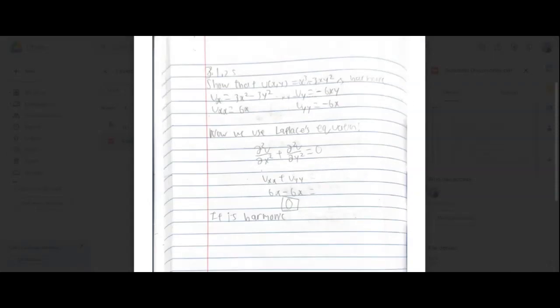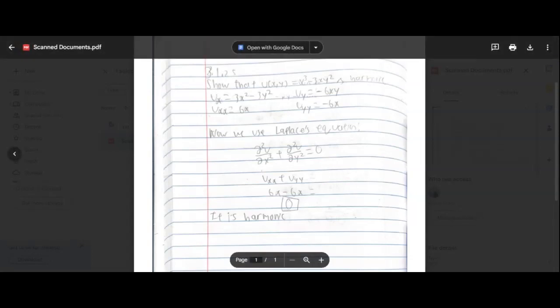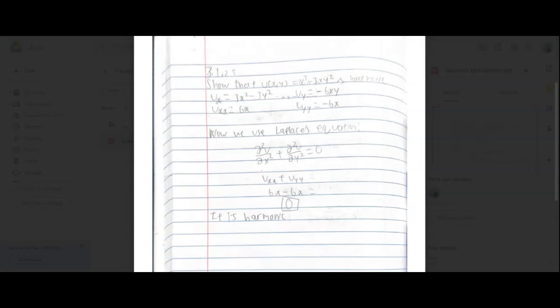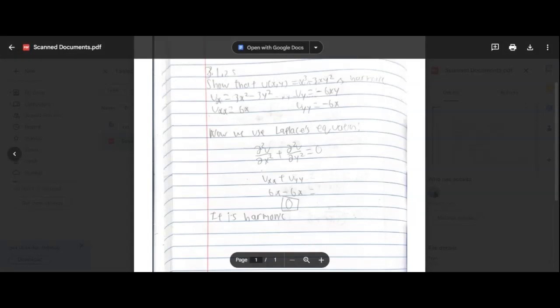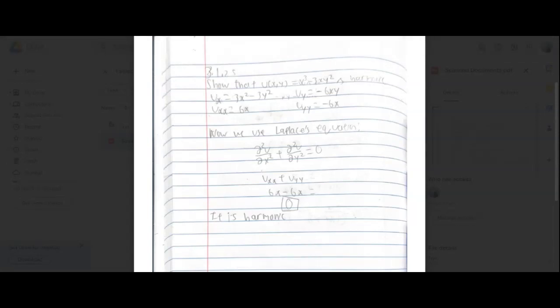Yeah, the question itself is simple, but the idea is deep. When we talk about a function being harmonic, we talk about the Laplace equation. The Laplace equation is a very famous differential equation.